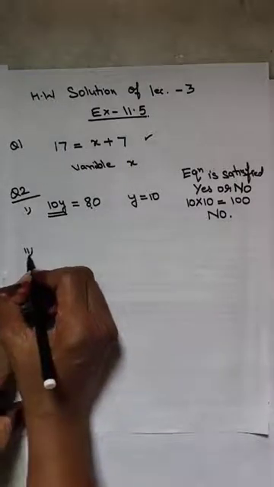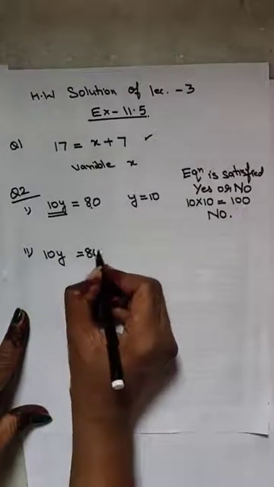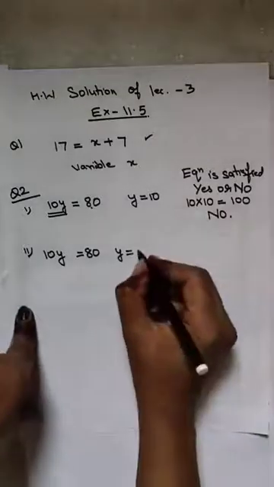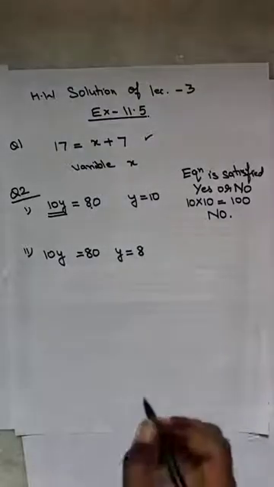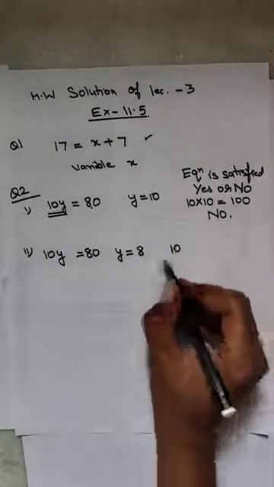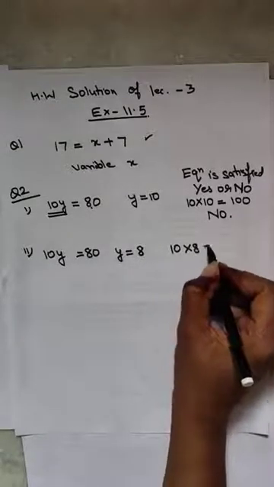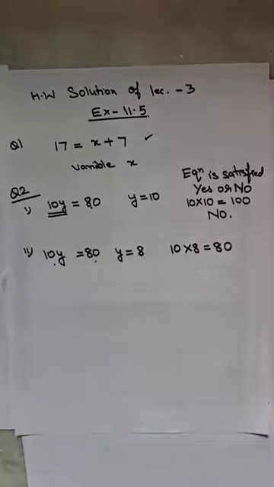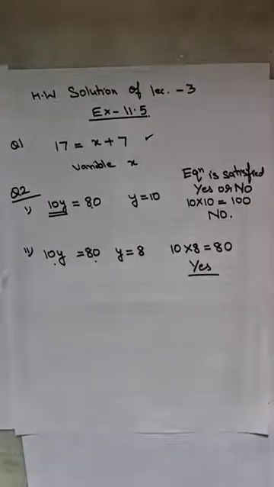See one more part of this. 10y equal to again 80. Now you have to tell for the value of y equal to 8. See, for y equal to 8, 10y means 10 multiplied by y. 10 multiplied by 8, which is equal to 80. Now left hand side is equal to right hand side. So our equation is satisfied. Okay. In this way you have to fill the complete table.